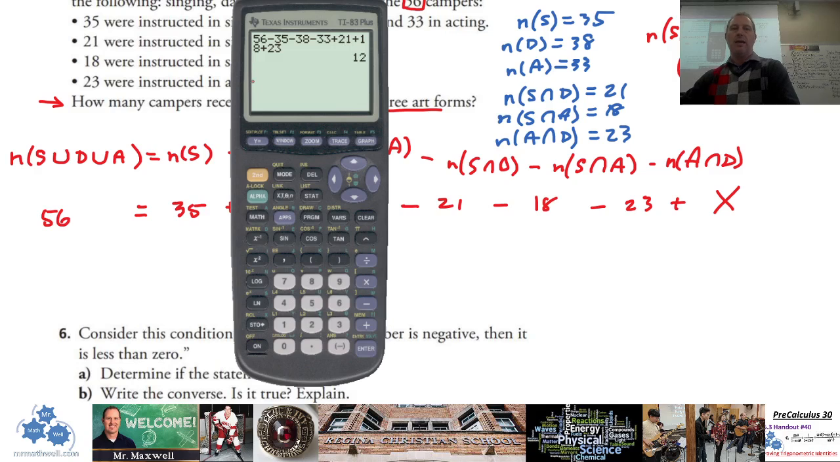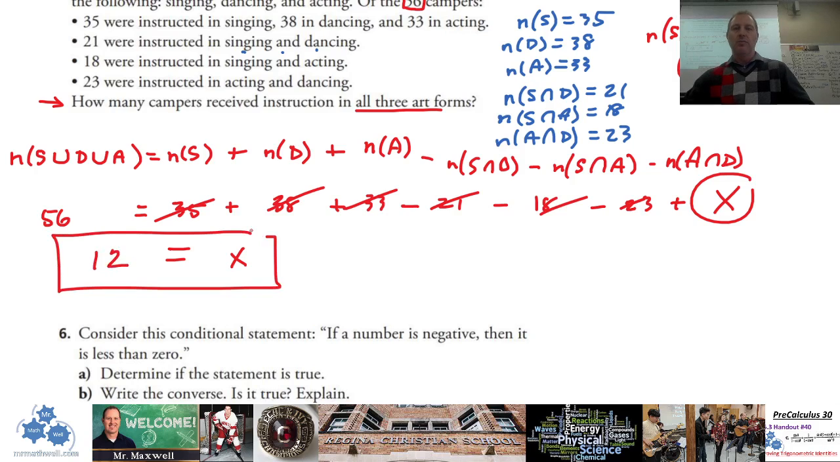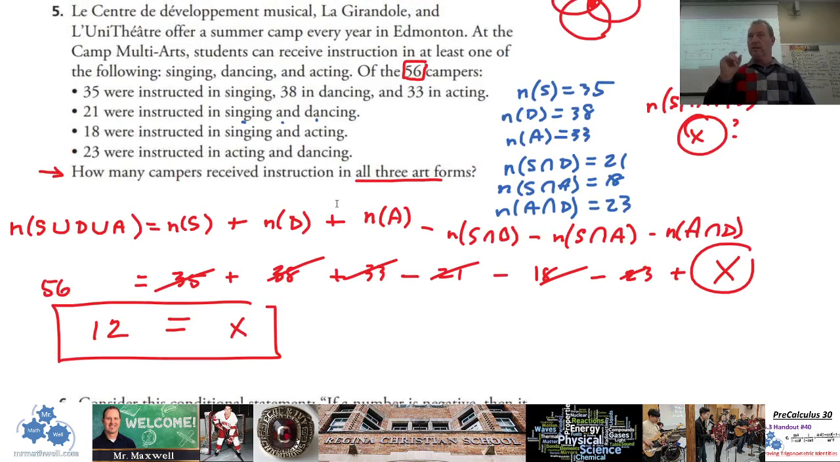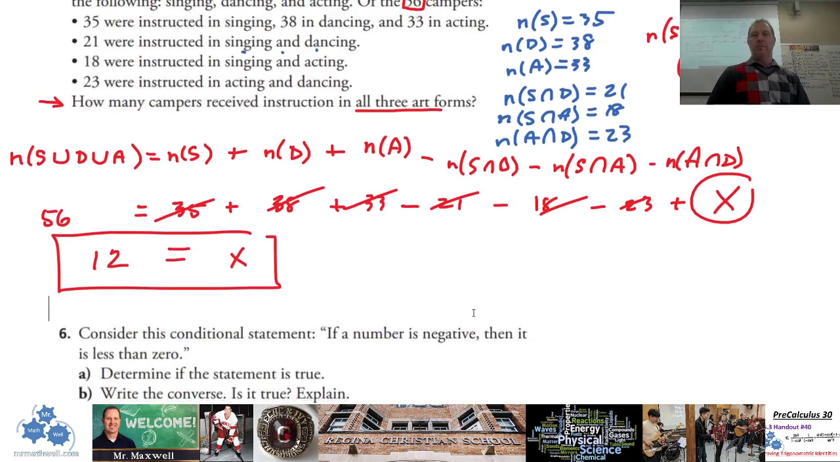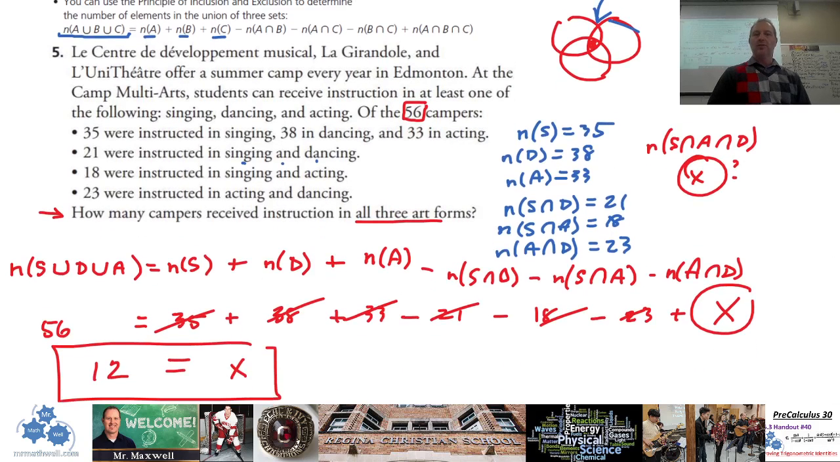Now I've combined everything over here on the left, and what we're left with is just an X on the left, because we got rid of all of these things, and we have a total of 12 on the other side. That should be your middle number, the intersection of all three. If we add all this up on the right side, we should get 56, all the campers. So, principle of inclusion and exclusion, very, very important. You need to know this.